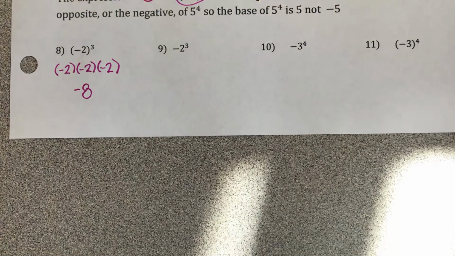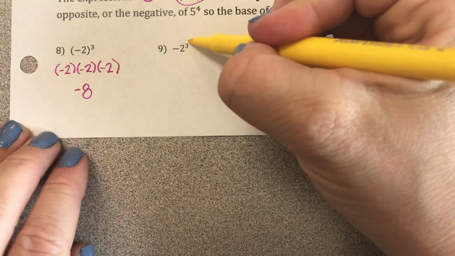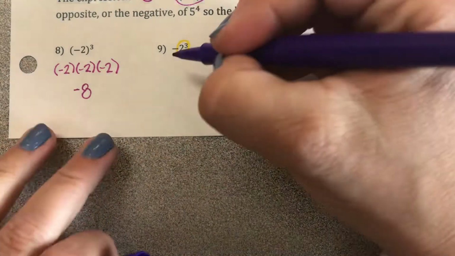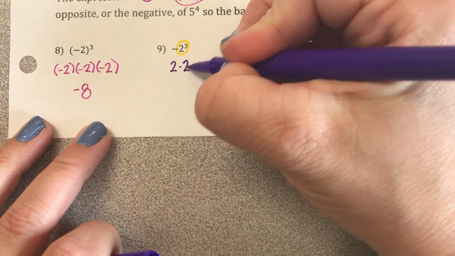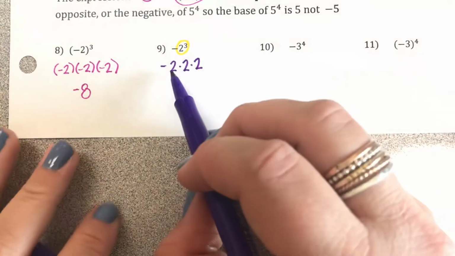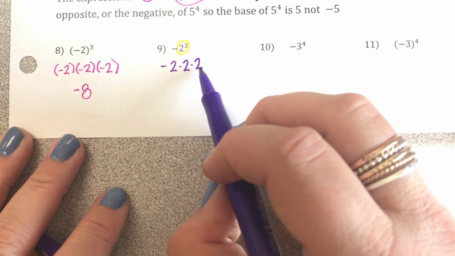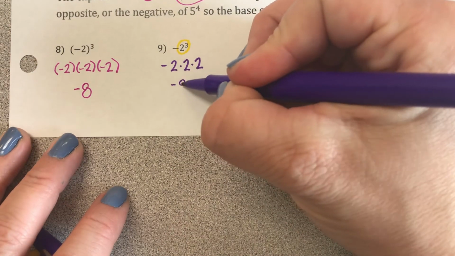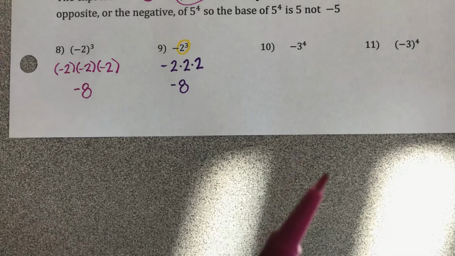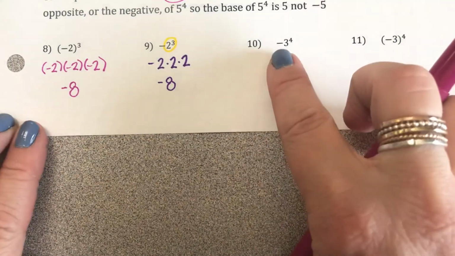On this one, it's saying the opposite of 2 to the 3rd power. So we're going to do 2 to the 3rd, which is 2 times 2 times 2, and then we're going to take the opposite of it. So 2 times 2 is 4, times 2 is 8, and it's negative.